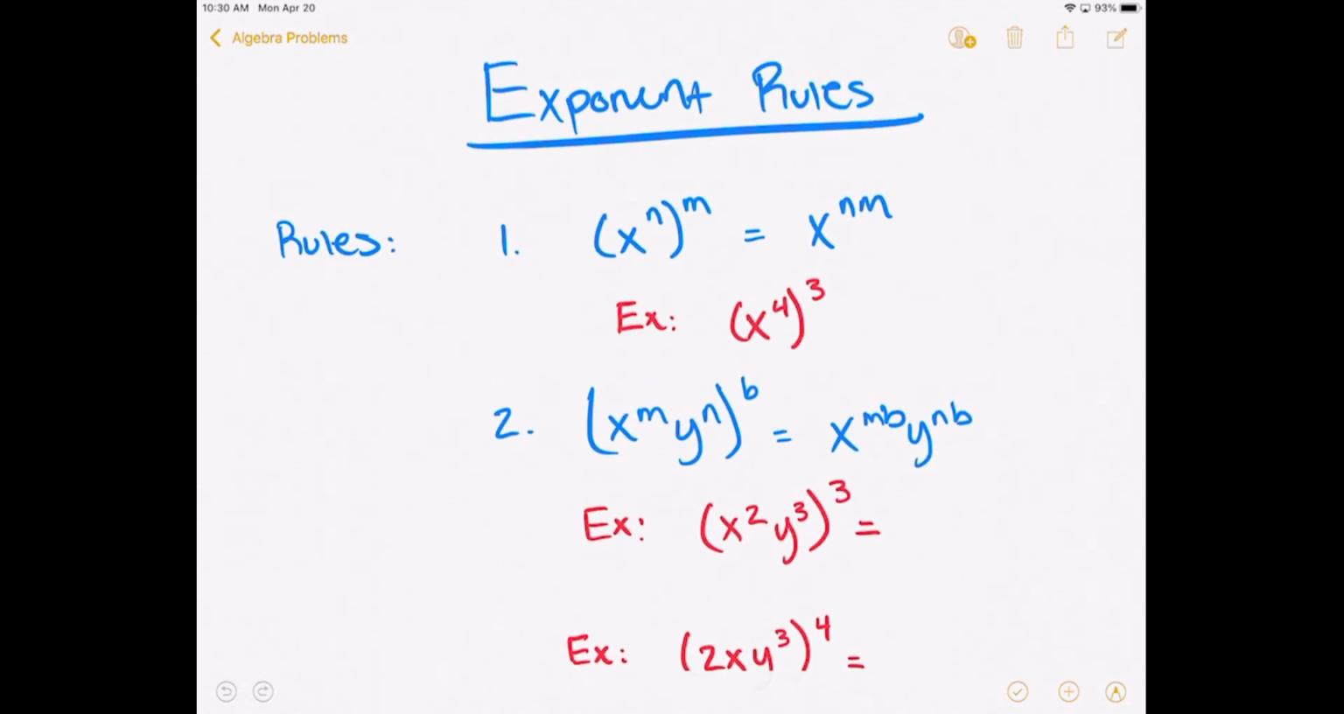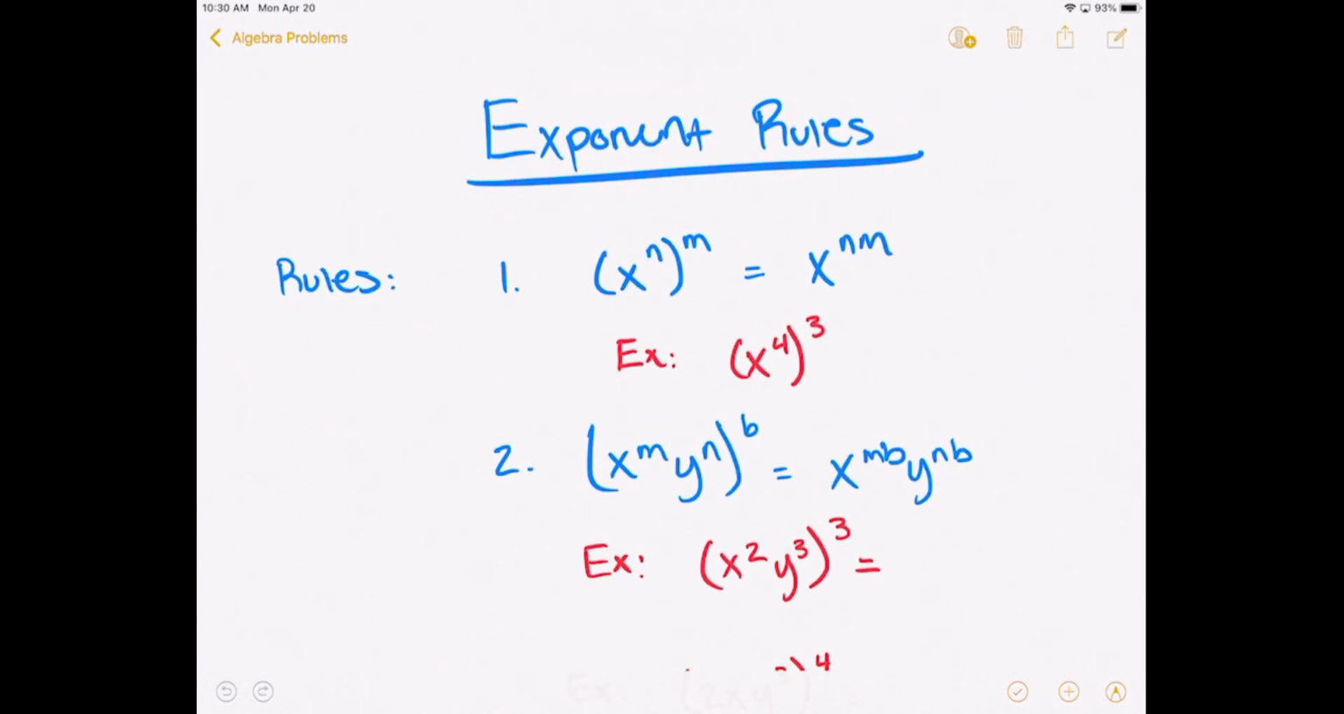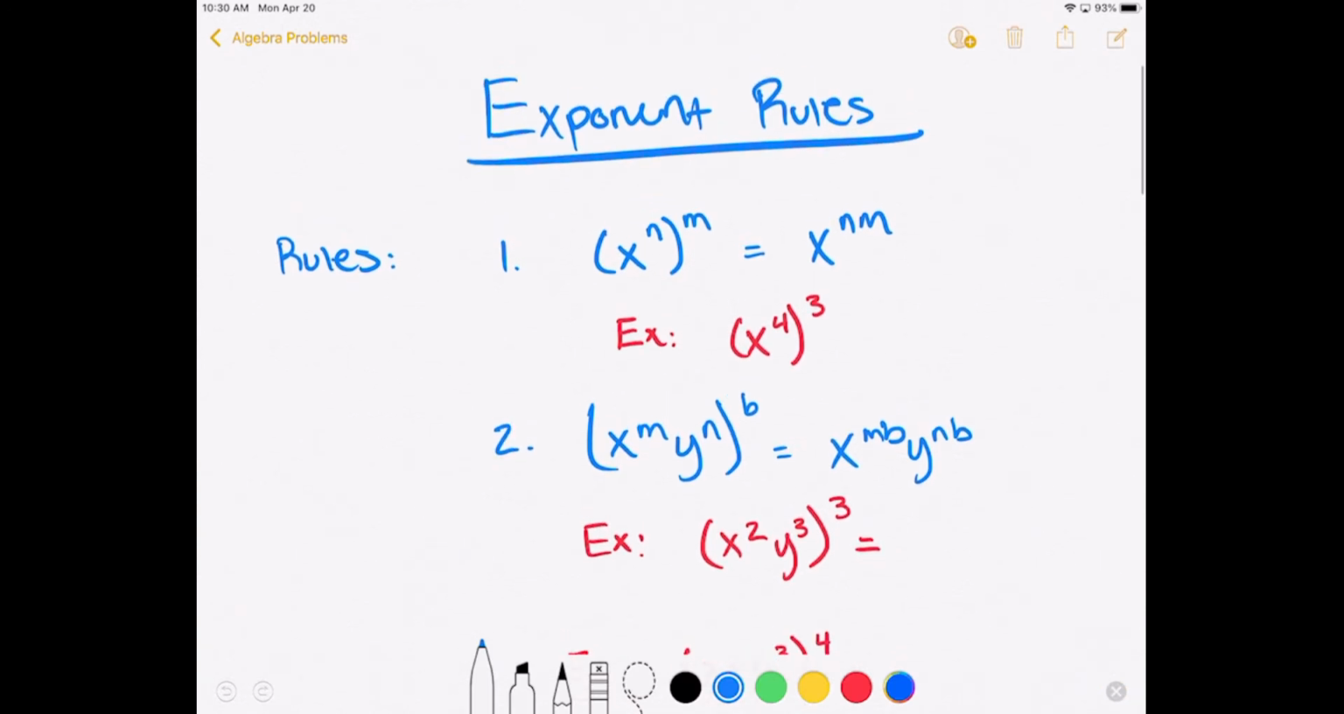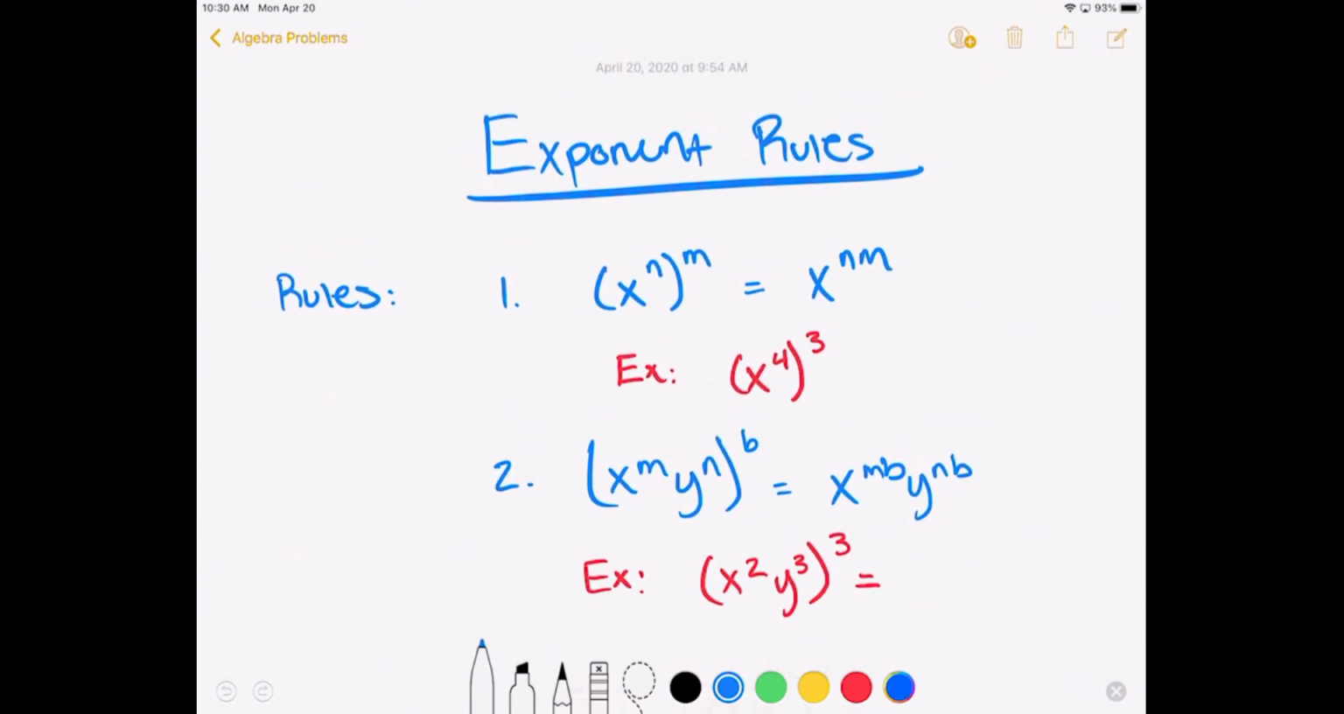Okay, so we should all know what an exponent is. If I got some expression, variable, number, doesn't matter what it is, and then you got this guy right here, that's the exponent. So if I have like 3 squared, that means I'm doing 3 times 3, right? It means I have 2 3s technically.